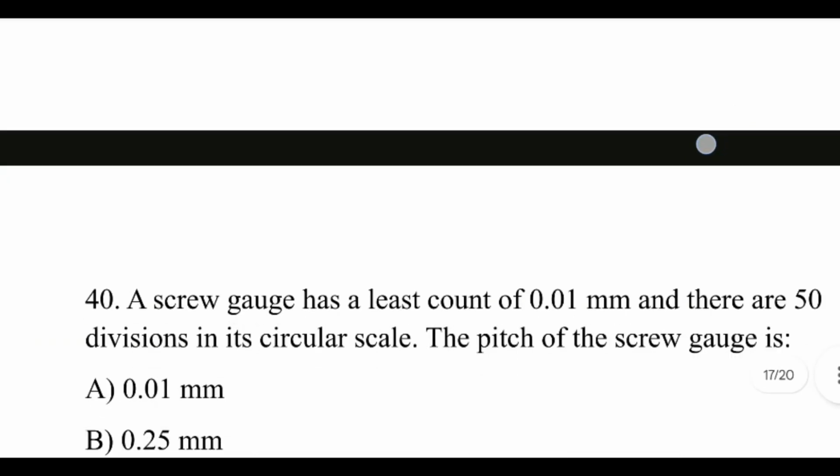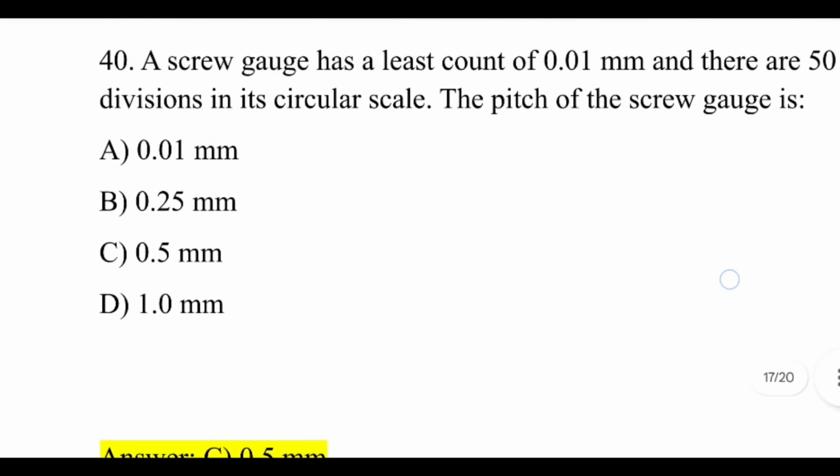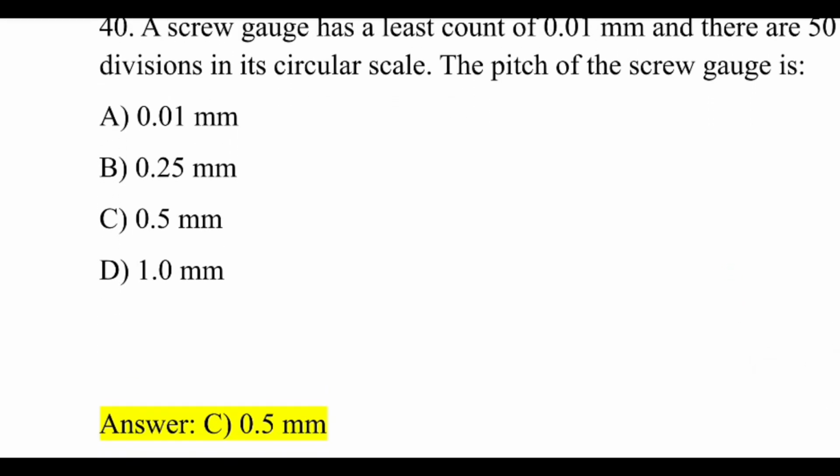Next, 40th question. A screw gauge has a least count of 0.01 mm and there are 50 divisions in its circular scale. The pitch of the screw gauge is option A, 0.01 mm, option B, 0.25 mm, option C, 0.5 mm, option D, 1.0 mm. The correct answer is option C, 0.5 mm.